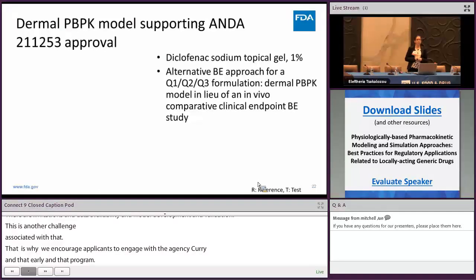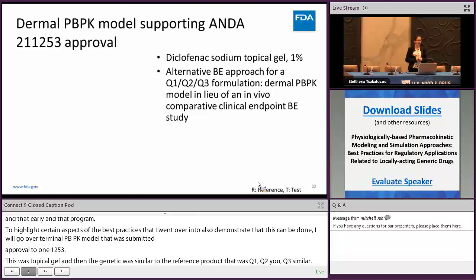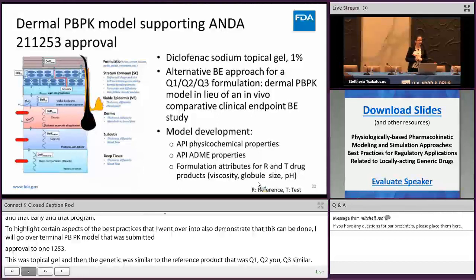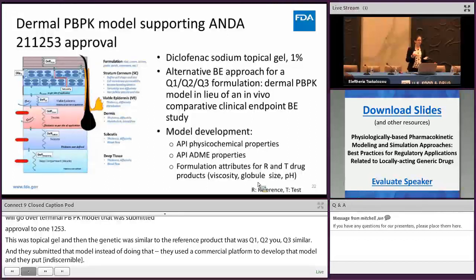The generic was very similar to the reference product. It was Q1, Q2 the same, and Q3 similar. And the applicant submitted the dermal PBPK model instead of conducting the PSG recommended comparative clinical endpoint study. They used a commercially available software platform to develop their dermal PBPK model, and they incorporated physical chemical properties of diclofenac as well as its ADME characteristics, and they used the platform to develop two models, one for the reference and one for the test drug product. The two models were different as they incorporated different formulation attributes.